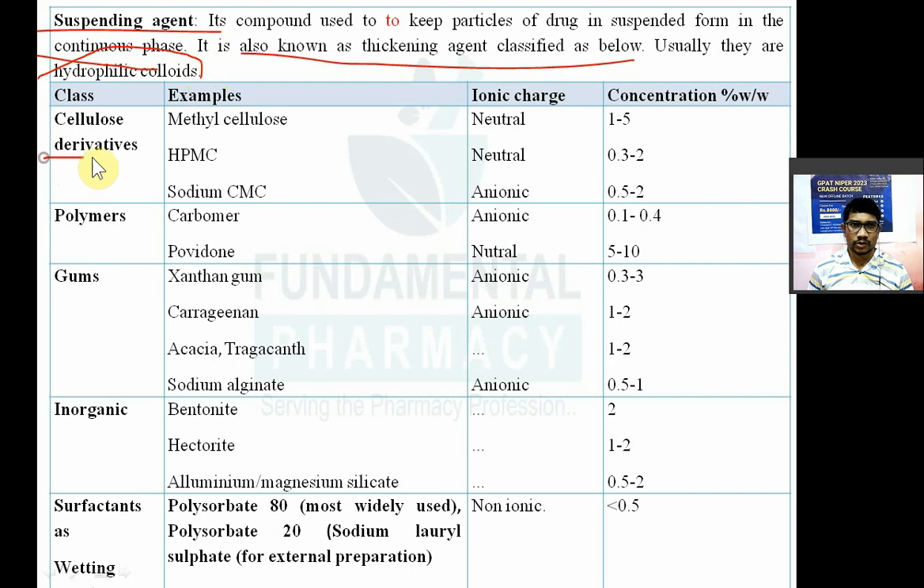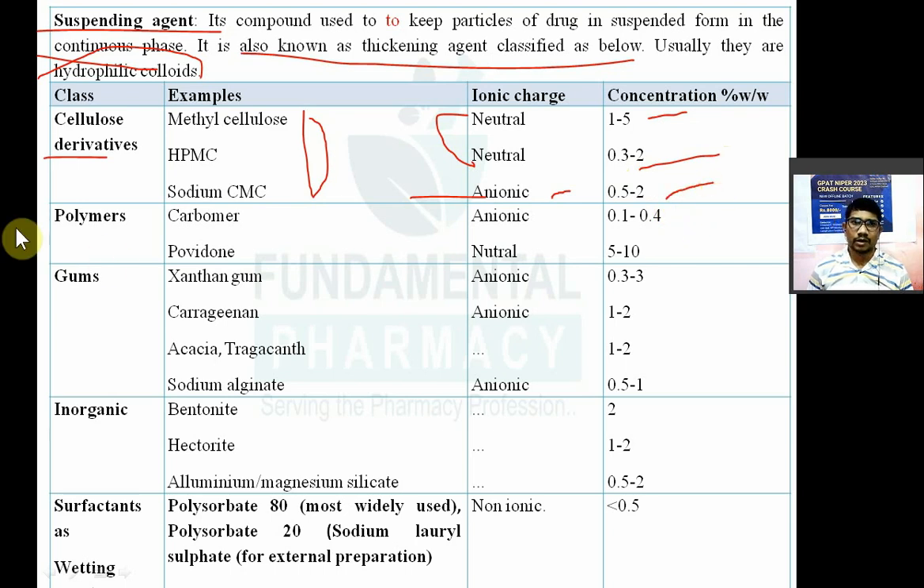First, the class of cellulose derivatives, for example methyl cellulose, hydroxypropyl methyl cellulose and sodium carboxymethyl cellulose. Methyl cellulose is neutral, HPMC is also neutral, but sodium carboxymethyl cellulose is anionic, meaning negatively charged. Methyl cellulose is used at 1 to 5% concentration as a suspending agent, HPMC at 0.3 to 2%, and sodium carboxymethyl cellulose at 0.2% weight by weight.